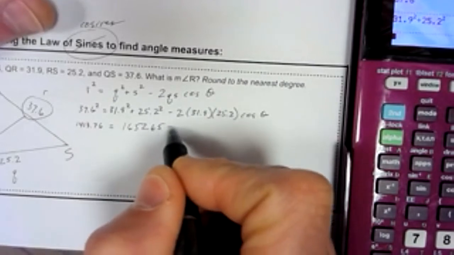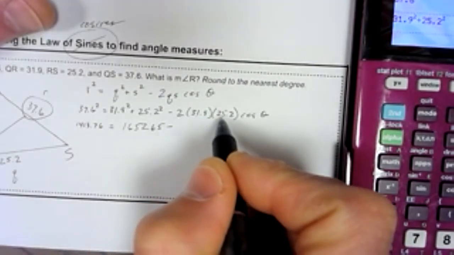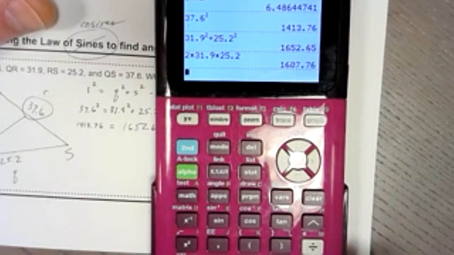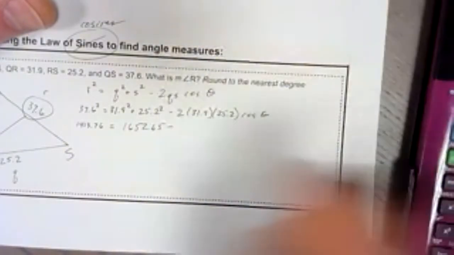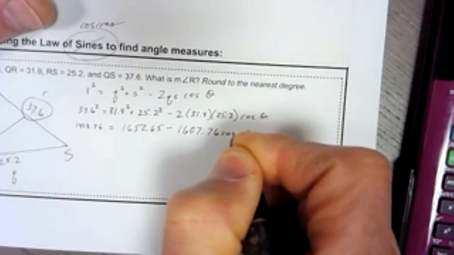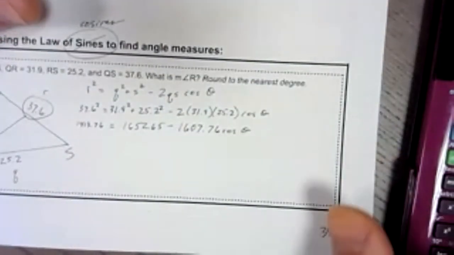it's multiplied by the cosine of theta. So if I subtract this, I'm going to multiply 2 times 31.9 times 25.2. And that gives me 1607.76 cosine of theta. Now I'm going to pause here for just a second.